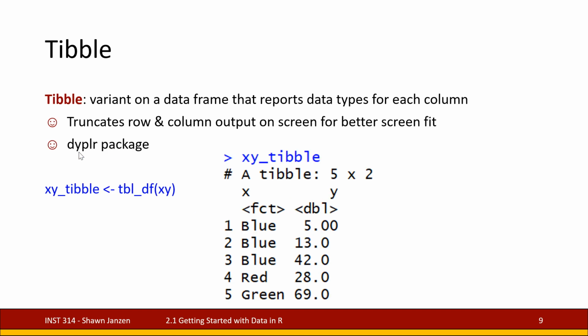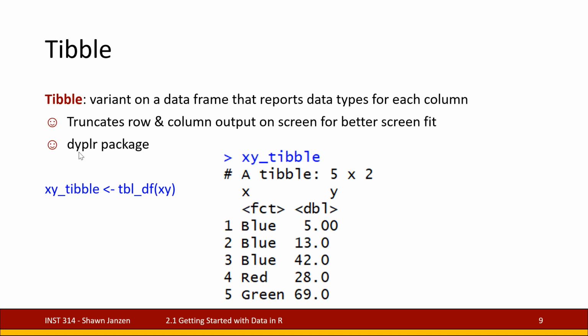A Tibble is like a data frame, but it's a little bit more advanced. One thing about Tibbles is that if we look at the example on the screen, it still tells us we have 2 columns of information containing x and y, but underneath the x and y, inside less than and greater than symbols, we see FCT and DBL. That's shorthand for factor and double. So with a Tibble, we're getting a little bit more information about the variables inside of it.